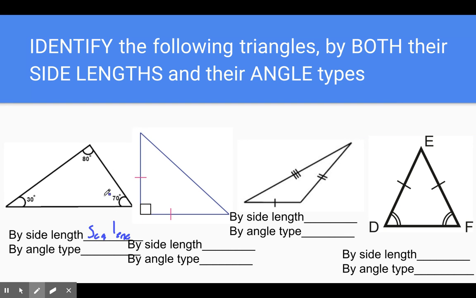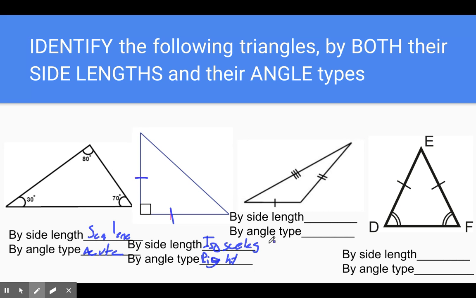And we see that 30, 70, 80, all of these angles are less than 90, so that means it is also acute. Okay, by side length, we see that we have two congruency lines, so two equal sides, which means isosceles. And we have a right angle, so therefore it's a right triangle.